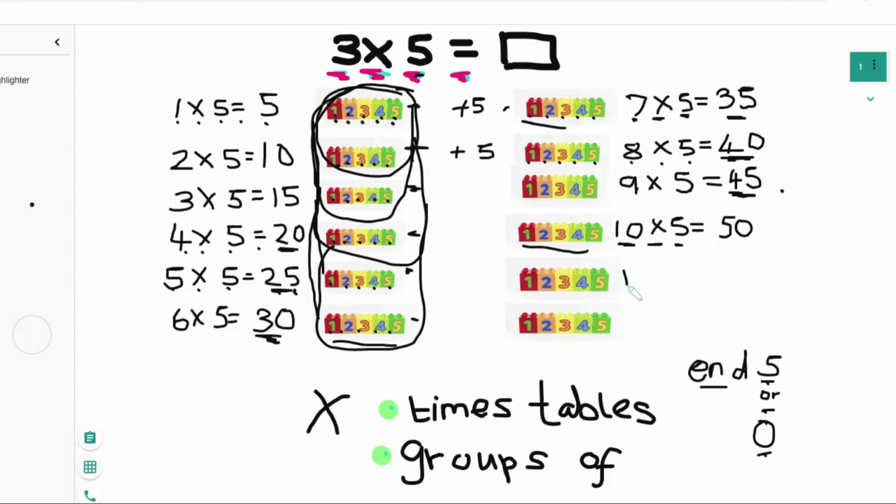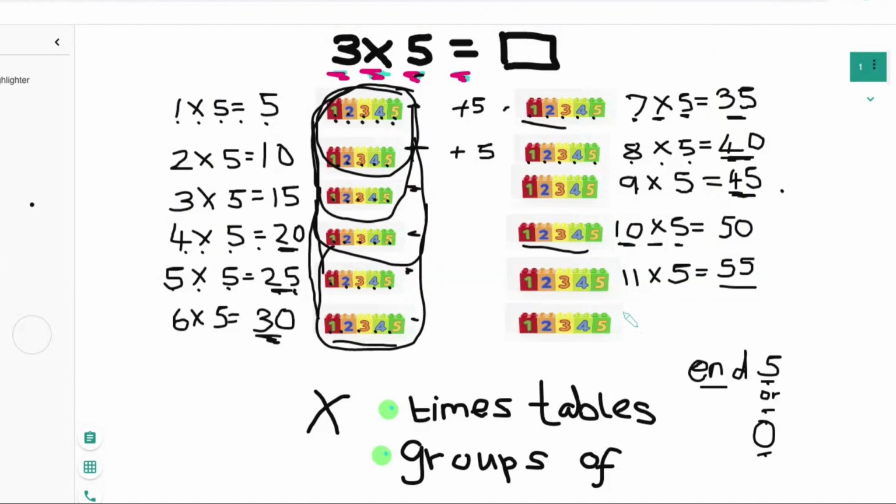Let's do another one. We're going to move on to 11 times 5. Now remember, our number must end in a 5 or a 0. We know that 10 times 5 equals 50. So 11 times 5 must equal, can you guess or can you work it out? It must equal 55.